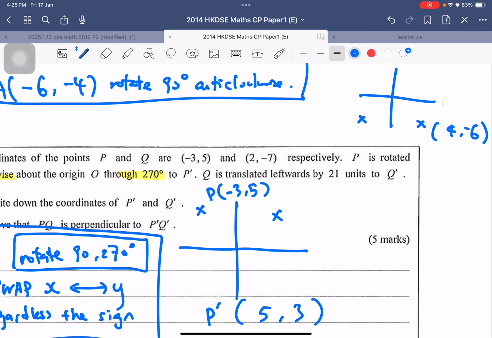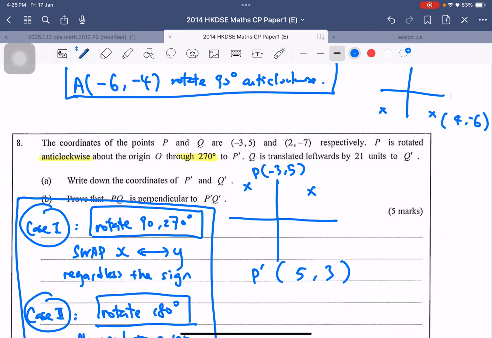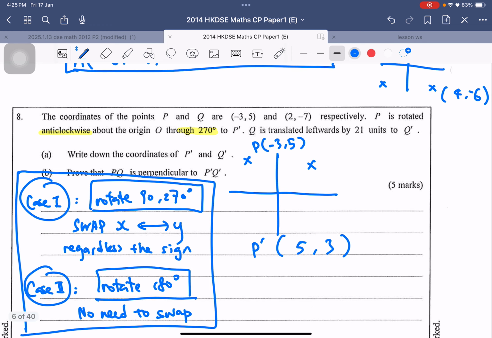Go back home and try whatever exercises you want to practice this technique. You learned this in Form 1. There are actually 4 formulas to remember, but don't memorize them. Just memorize it as a story. Remember the different cases, then it's going to be easier. Okay?